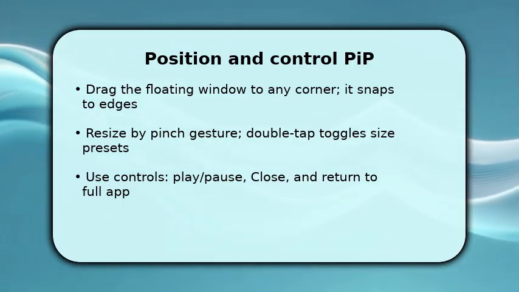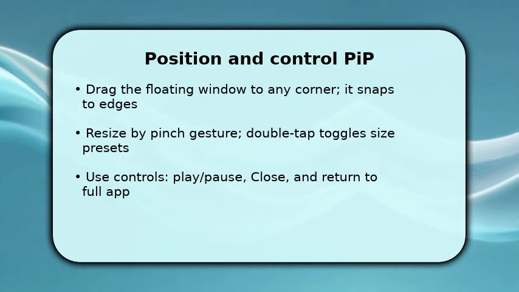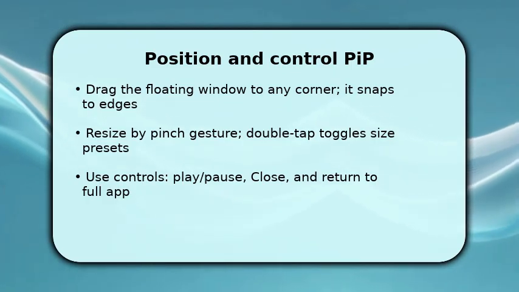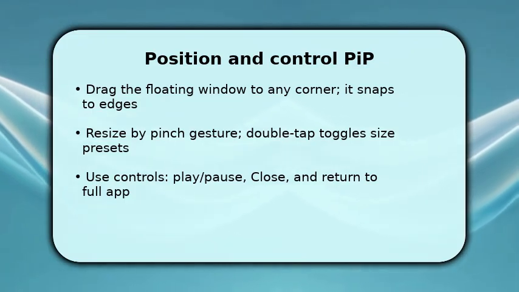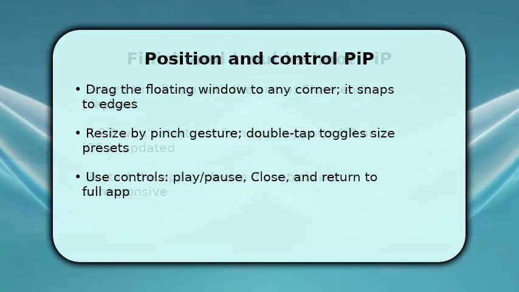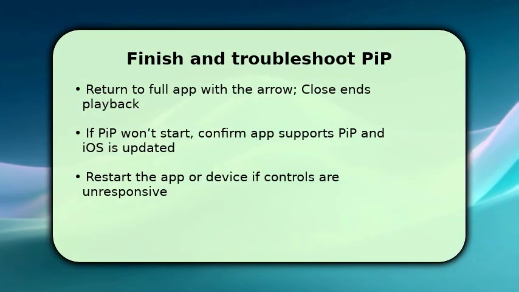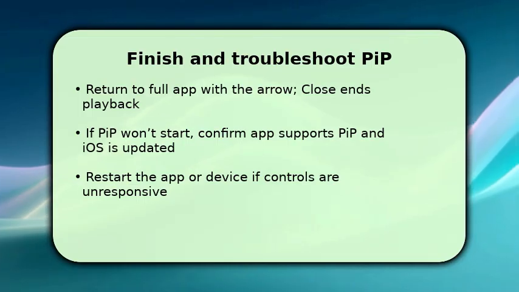Use the on-screen controls to play, pause, or return the video to the host app. Make sure to test gestures so you can move quickly while you work in other apps. To finish, tap the return arrow to go back to the full app or press close to stop playback. Your PyP session ends cleanly.